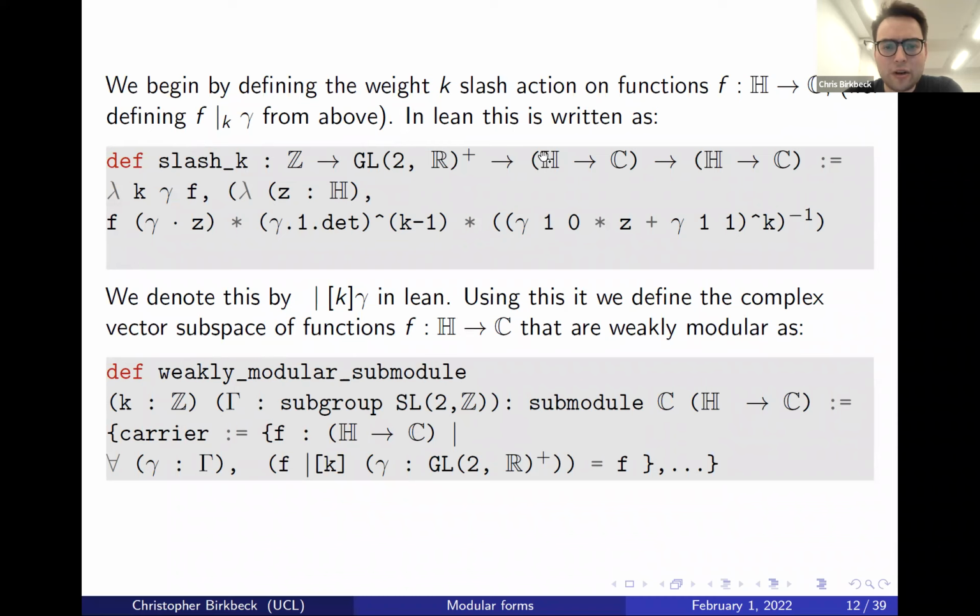And we do this as follows. So I want to define an operator on the space of functions from H to C. And this operator depends on two things. One is the weight, which is my integer k in Z. And one is the matrix, my gamma, which is a matrix in GL2R+. So this is just the notation in Lean for GL2R+. And what I want to do is, when I'm given an integer and a matrix, construct a map from this space of functions to itself.